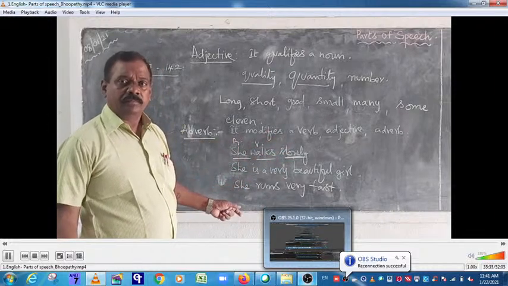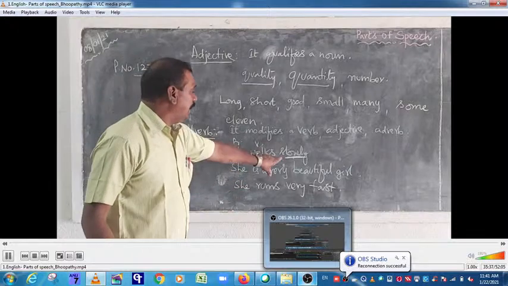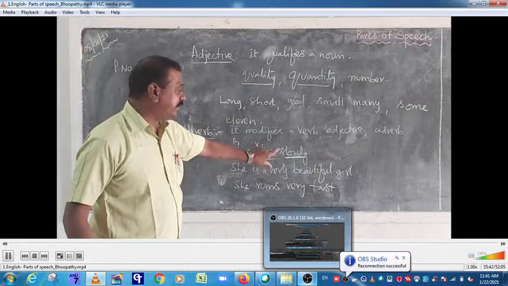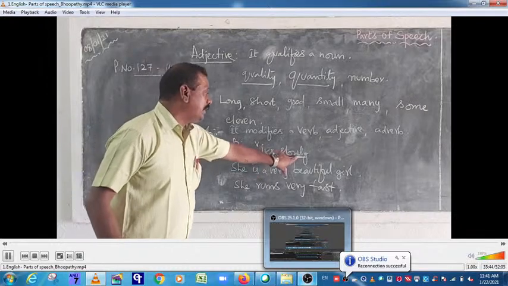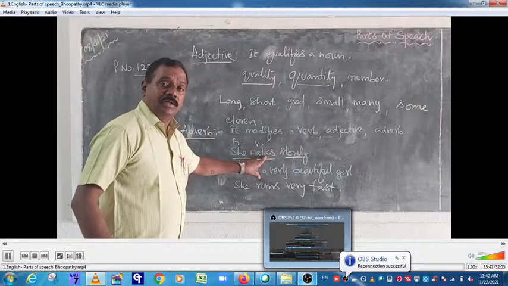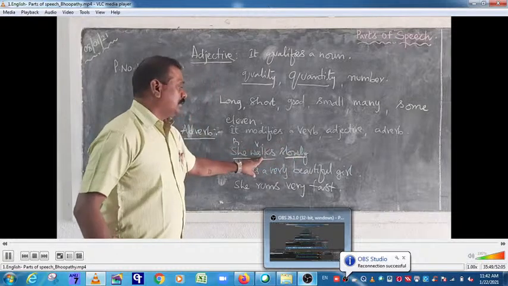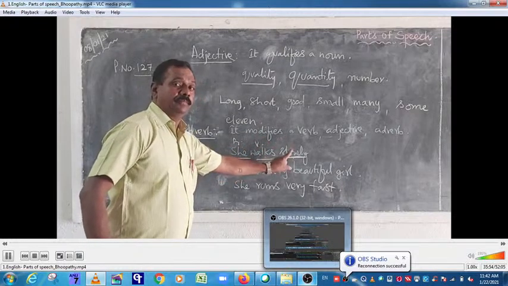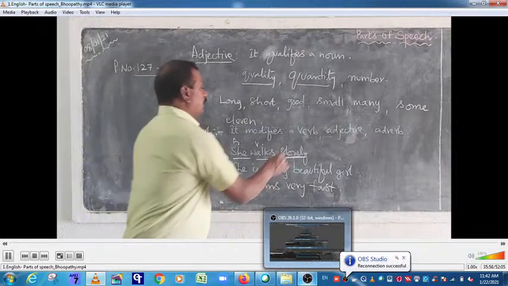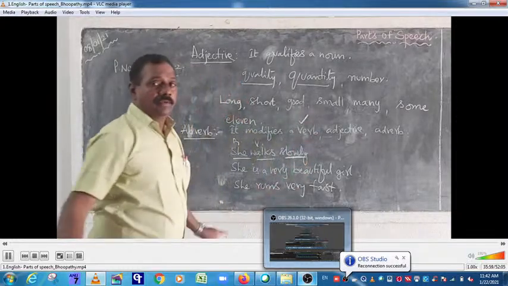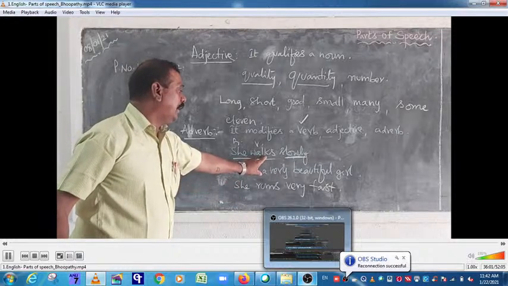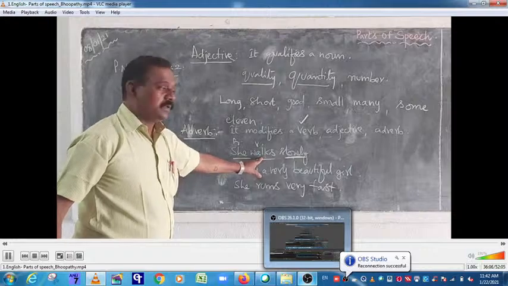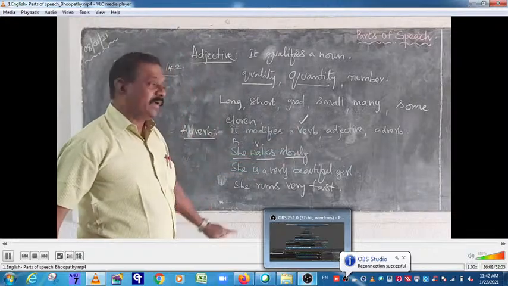Immediately, an adverb. So here in this sentence, an adverb is modifying the verb. It is touching the verb. Slowly talks about walks. Slowly walks. How does she walk? Slowly. So this is an adverb. Next, it modifies a verb. Have you understood? Here the word slowly changes the meaning of a verb. So the function of adverb is over.